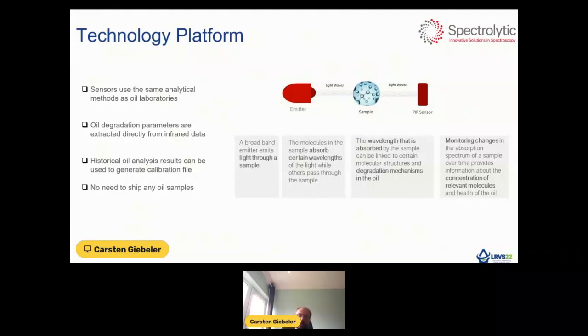We have developed a process that allows us to generate these calibration files from historic oil reference analysis data that the customers might have. This is a very efficient process. The only thing that needs to be sent is data and reference analysis via email. Then we can configure the sensors in the correct way for a given application. So there's no need to ship any oil samples anymore in order to set our sensors up.